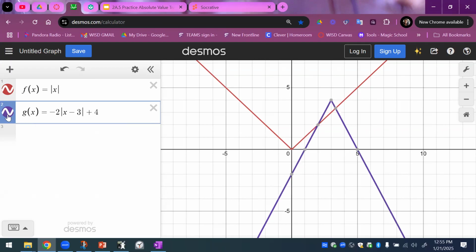So to show you how correct we are, did everything we said take place? Yes. Did my function reflect over the x-axis? Yes. Did my function move to the right 3 units and up 4 units? Yes. Did my function get skinny? Yes. So that's why we do each tab. Each tab has a role, and you have to pay attention to each one. Okay?